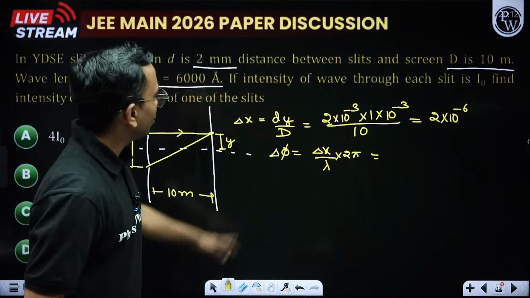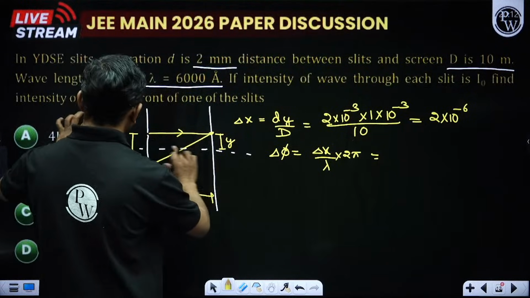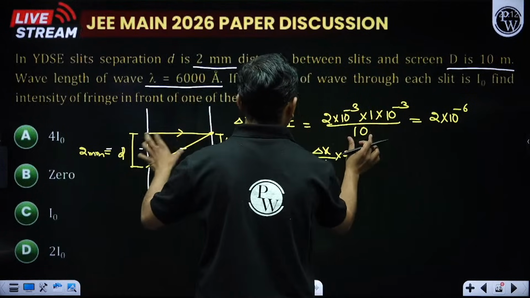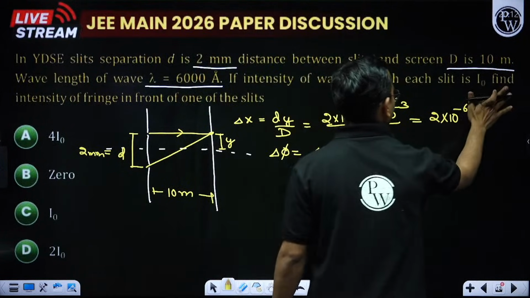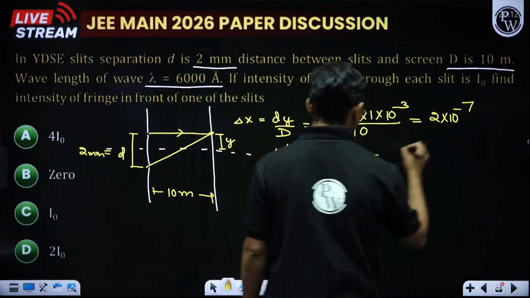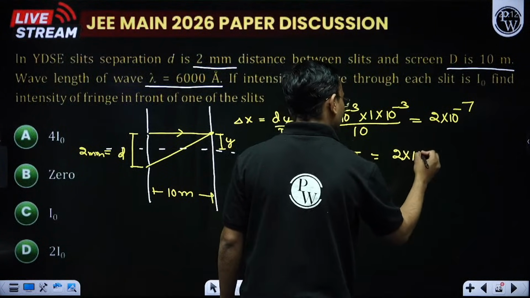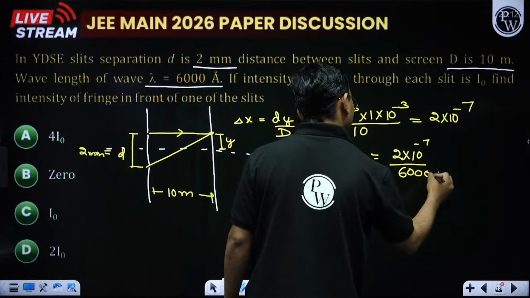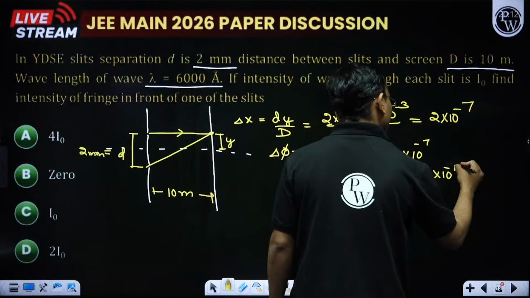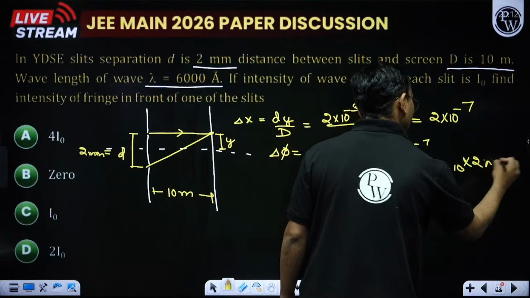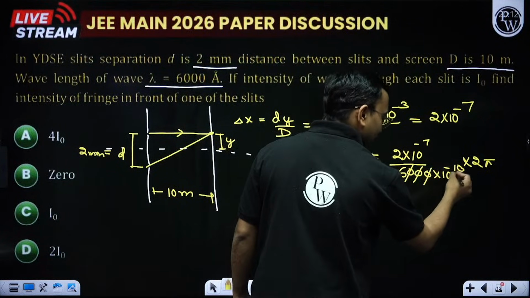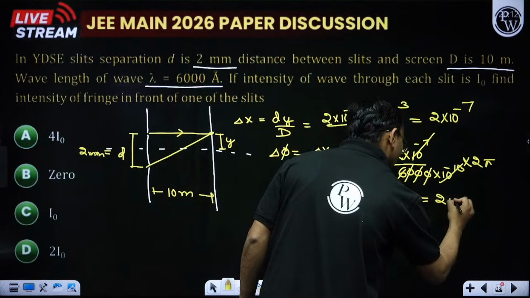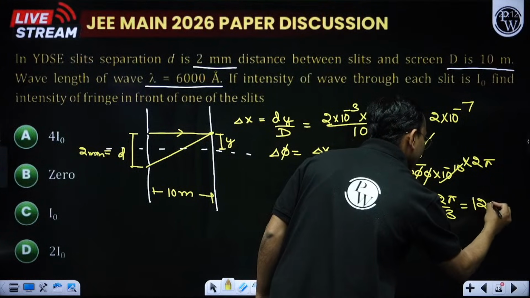Something I missed. d was my 2 into 10 to the power minus 3, yes, 2 mm. Then this y is 1 mm. Then this is 10 to the power minus 7. Now let us put the values. 2 into 10 to the power minus 7 divided by lambda, which is 6000 angstrom. Angstrom means 10 to the power minus 10, into 2 pi. Now 10 to the power minus 7 and minus 7 got cancelled. 2 into 3, so this becomes 2 pi by 3. 2 pi by 3 means 120 degree.